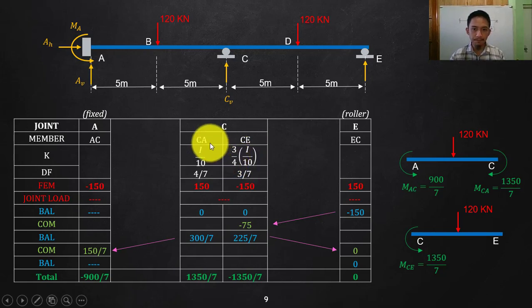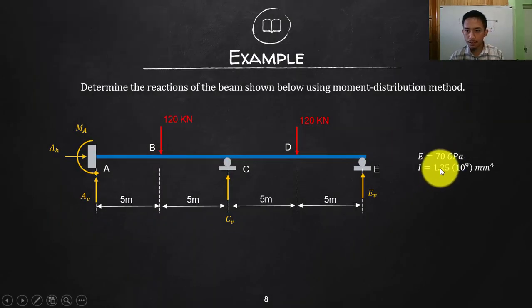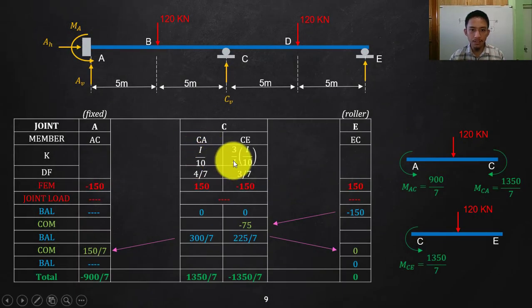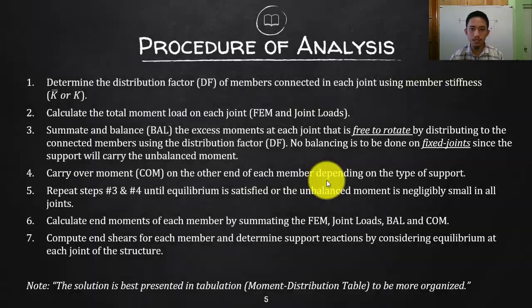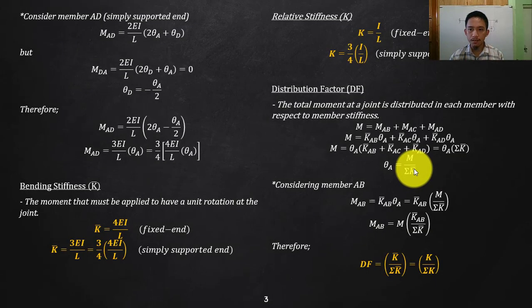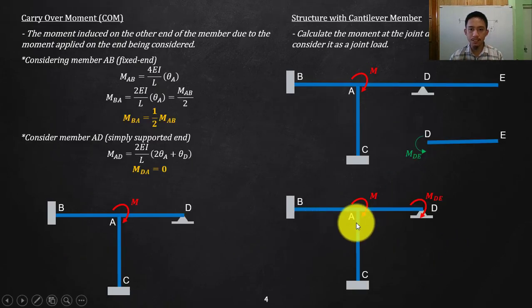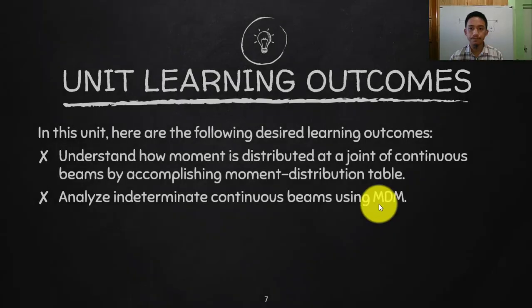So that's it. That is okay. Our I, you can just say I there. You do not need to substitute since actually their I are the same. So I over 10, 3I over 40, but you can just forget about I since that is now the same. So, to get the distribution factor at CA, isn't it? Go back there, distribution factor is the stiffness of the member divided by the total stiffness. So, that is the distribution factor.